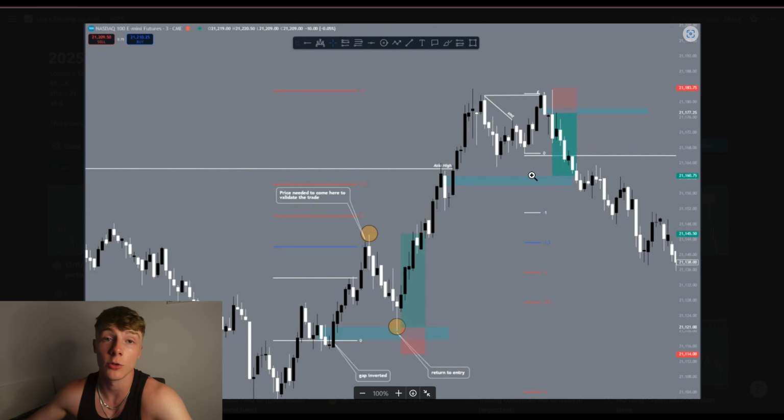You can see here that we've also formed a new manipulation leg, where we've pushed higher to go lower, meaning this is our manipulation leg. We simply mark it from the high to the low, and this will then project our levels.